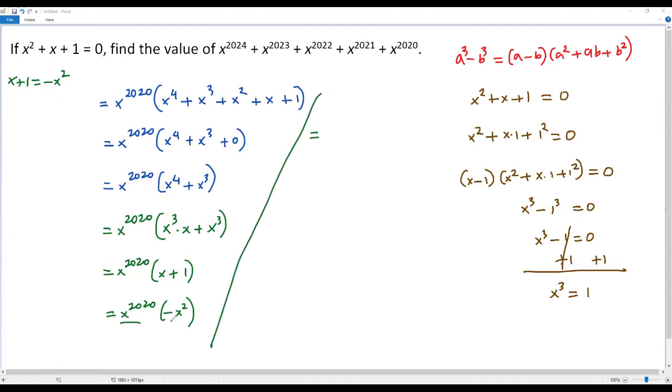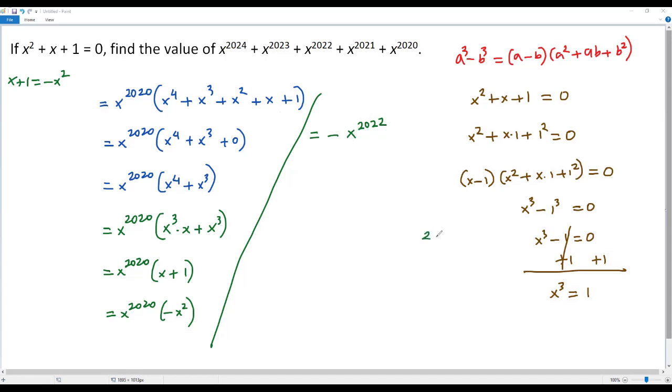Now, when I multiply this one and this one, I am getting negative x to the power of, we have to add the exponents. Whenever we multiply two powers with the same base, we have to add the exponents according to the product rule of exponents. Then we get 2022. Here let me check whether this 2022 is a multiple of 3. For that, we have to add all the digits in this number. 2 plus 0 is 2, 2 plus 2 is 4, 4 plus 2 is 6. When I add all the digits in this number, I am getting 6, which is a multiple of 3. So this 2022 is also a multiple of 3.